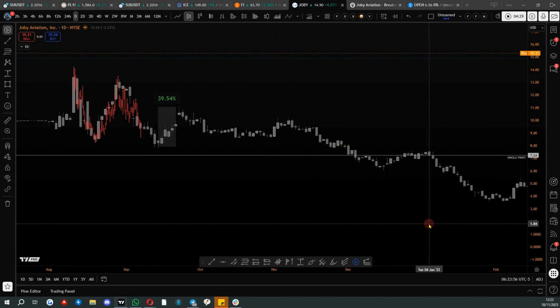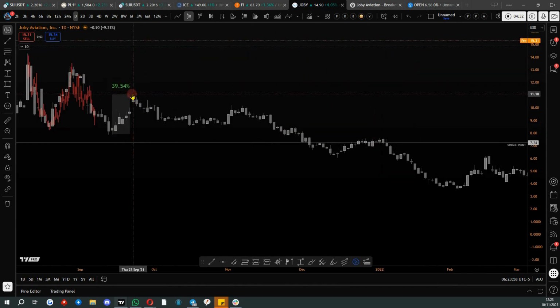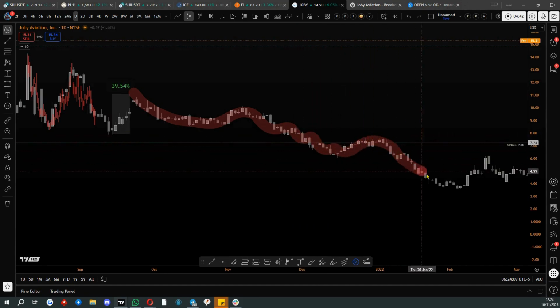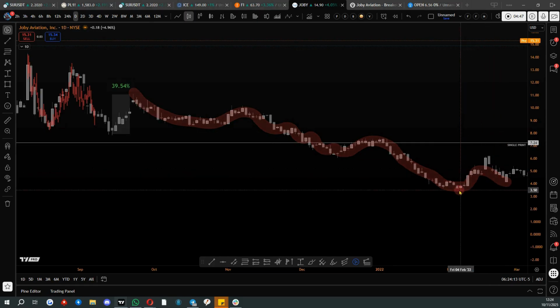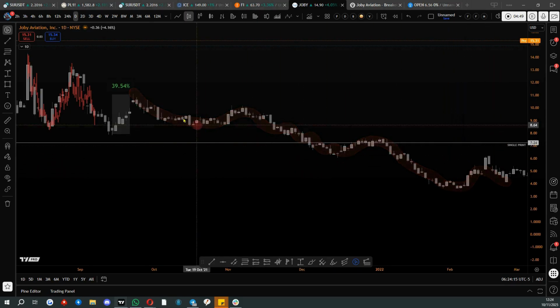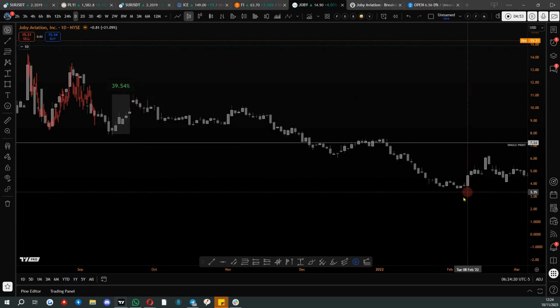But if we look at what happened from that move upwards, we can see quite clearly that all we did was slowly put in lower highs, lower lows, and come all the way down. I mean, this is down at $3. Okay, no one up here when it's $11 is believing that you're going to $3.